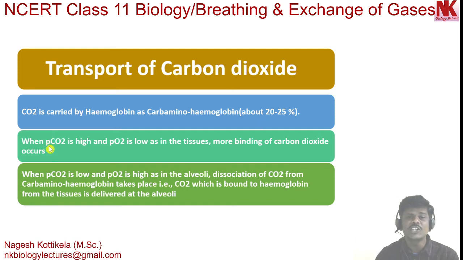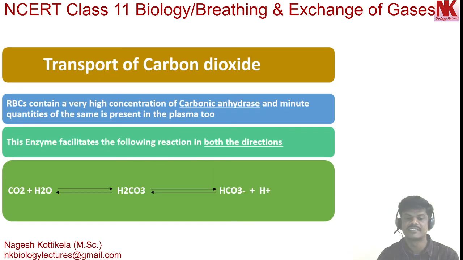When partial pressure of carbon dioxide is high and partial pressure of oxygen is low, as in the tissues, more binding of carbon dioxide occurs. When partial pressure of carbon dioxide is low and partial pressure of oxygen is high, as in the alveoli, dissociation of carbon dioxide from carbaminohemoglobin takes place. That is, carbon dioxide which is bound to hemoglobin from the tissues is delivered at the alveoli. So this is how transport of carbon dioxide occurs.